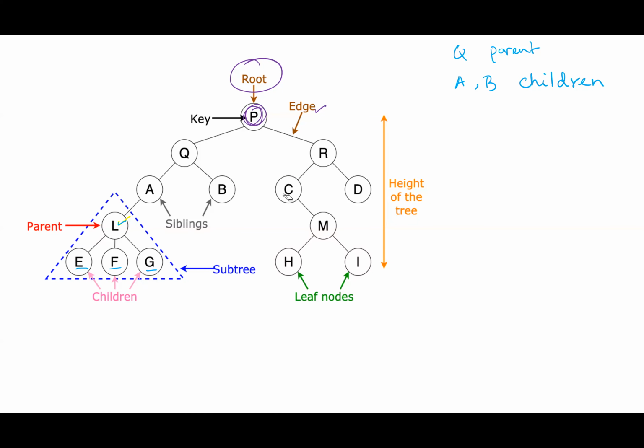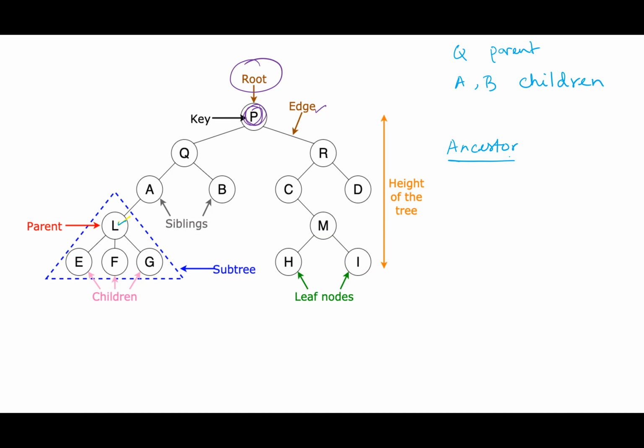Then let's talk about the leaf nodes. The leaf nodes are the nodes that don't have any children. So here you see, suppose B. Is B a leaf node? Yes, because B doesn't have any children, right? So B is a leaf node. Similarly, you can see H, I, they are also leaf nodes, as well as E, F, G. So leaf nodes are the nodes that don't have any children. Now, the next one, let's say ancestor.